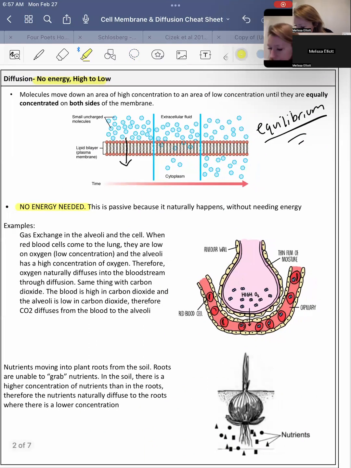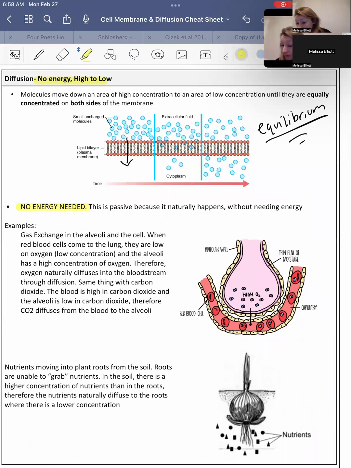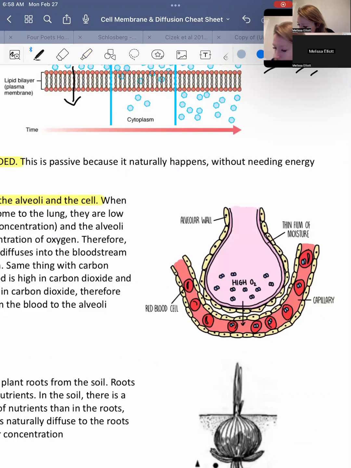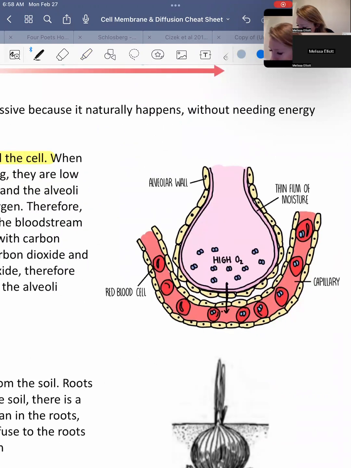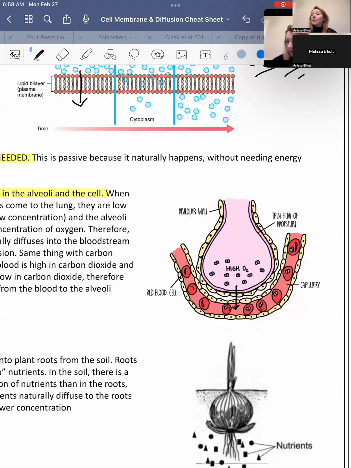So here are some examples. The biggest example of diffusion that we've actually talked about is in the lungs and at the cellular level: gas exchange, right? So gas exchange in the alveoli and the cell. When red blood cells come to the lungs, they're very low on oxygen because they gave that oxygen away. And the alveoli, because you breathed in, is super high in oxygen. So that oxygen just immediately diffuses right to the red blood cells from an area of high concentration to low concentration. And that happens without energy.